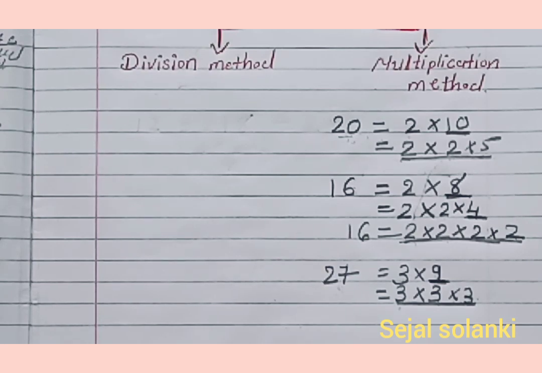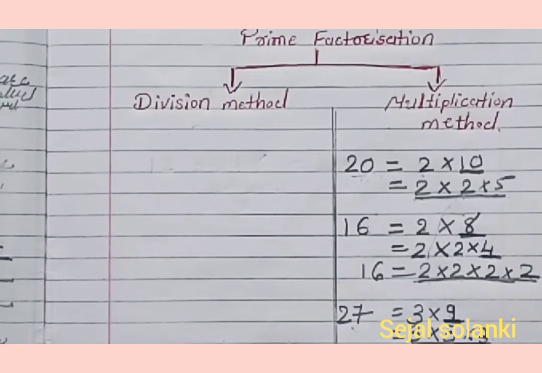So, the factor tree method and the multiplication method, both you can use. Now, prime factorization using the division method. In this method we will use repeated division.